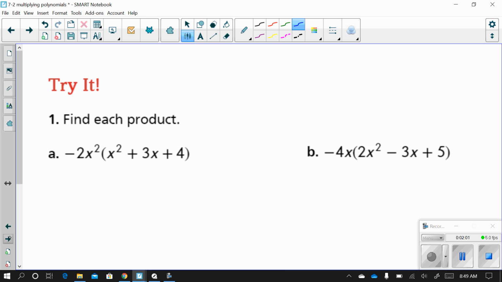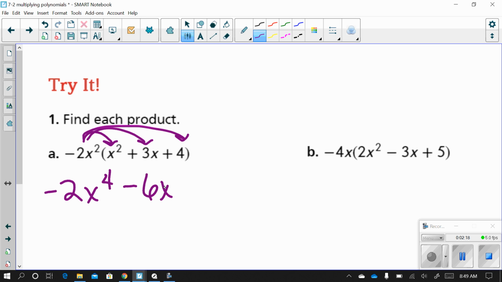Okay, please make sure you pause the video and try these two problems. Okay, first problem, negative 2x squared times x squared plus 3x plus 4. Again, just distributing. You should get negative 2x to the 4th minus 6x cubed. Okay, you remember that's an exponent of 1. Minus 8x squared.